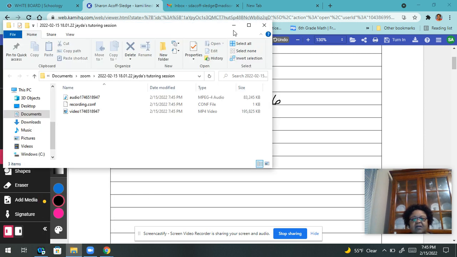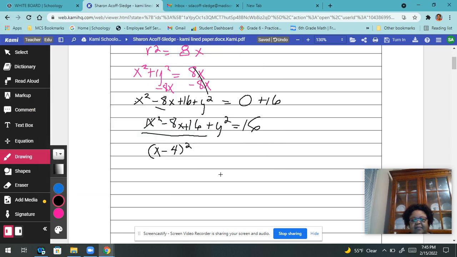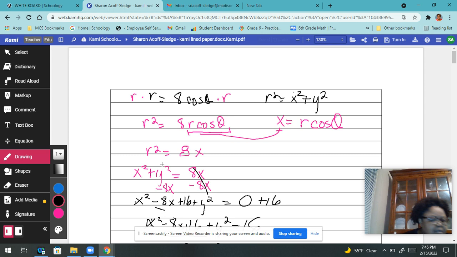Plus y squared equals 16. So that is the way simpler version than what I did.